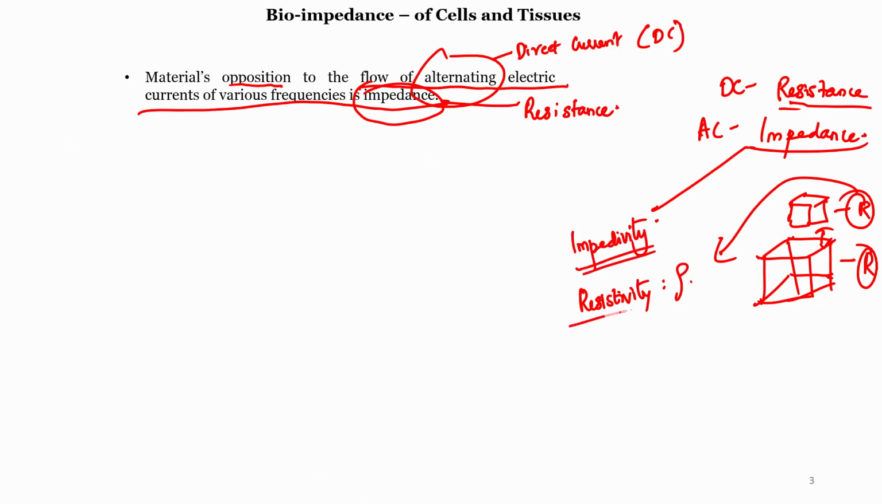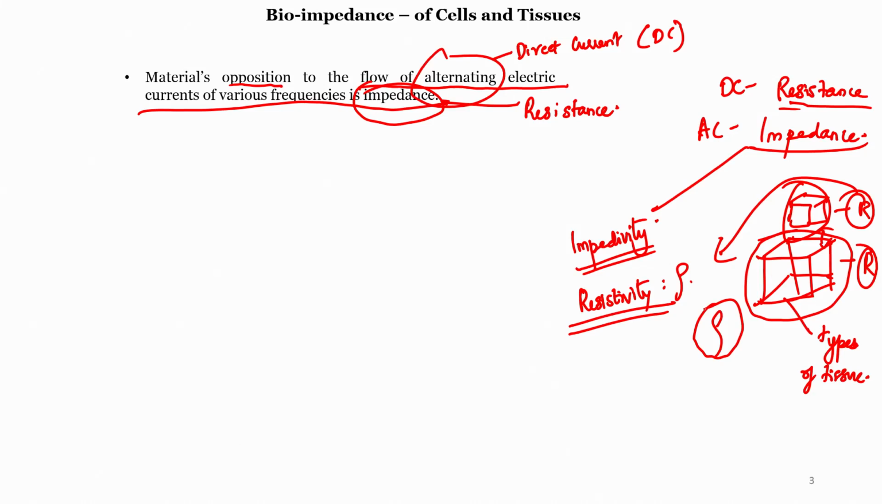Why is it called a specific property? It is called specific because it is specific to the type of tissue and does not depend on the dimensions of the tissue. That means a 1 centimeter by 1 centimeter by 1 centimeter tissue, as well as a 5 centimeter by 5 centimeter by 5 centimeter tissue, will have reasonably the same resistivity, because it does not depend on the dimensions. That is why it is called a specific property, because it is specific to the tissue type.